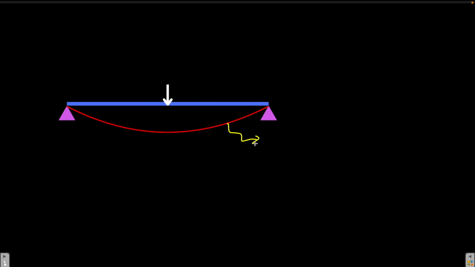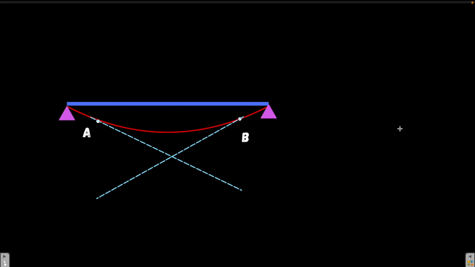Now, once we got the elastic curve, let me take 2 points in this elastic curve, point A and point B. Now what will I do? I'll draw the tangents to these points. So I have drawn the tangents. Our aim is to find TBA, that is the distance of point B with respect to the tangent drawn at point A. It is represented by TBA.